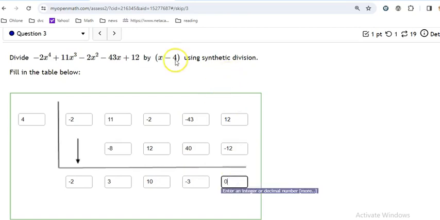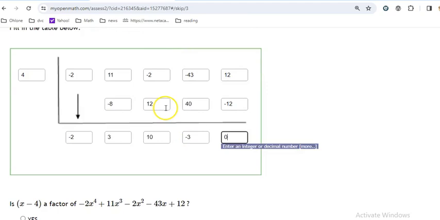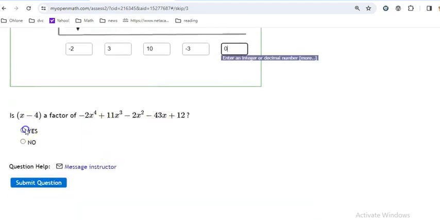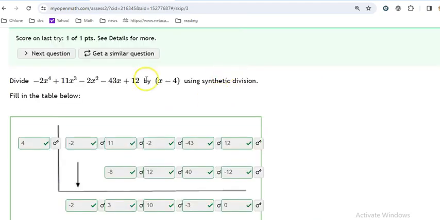So actually this tells us that x minus 4 is a factor. Is x minus 4 a factor? Yes, because I have remainder 0.